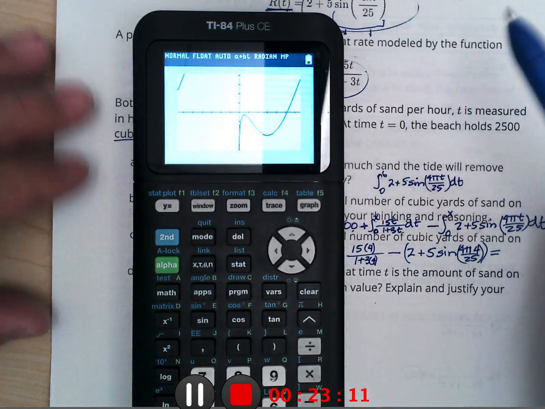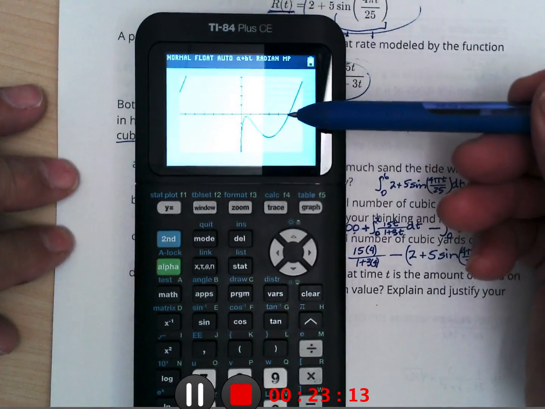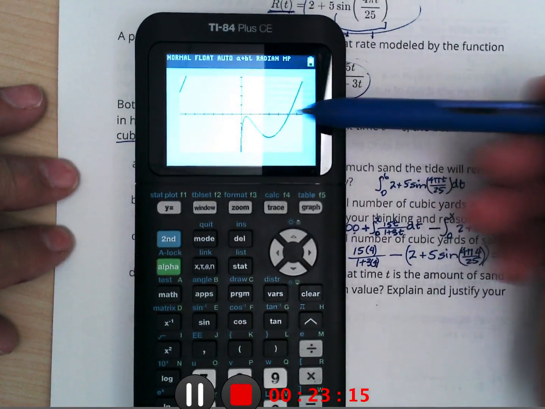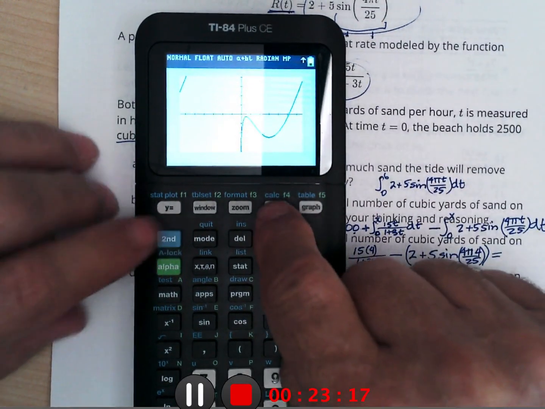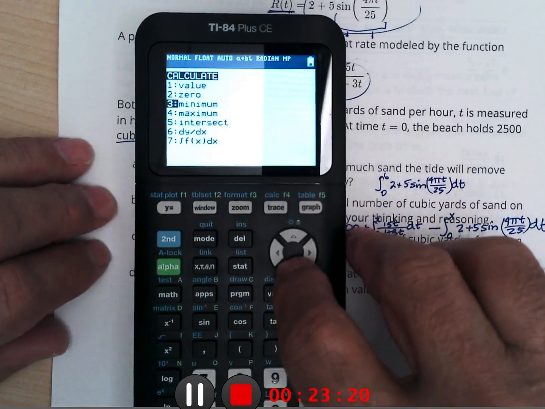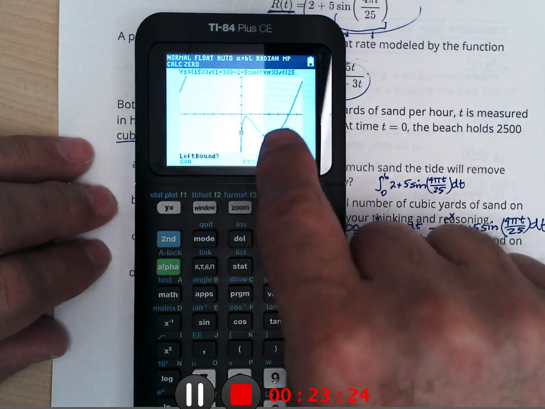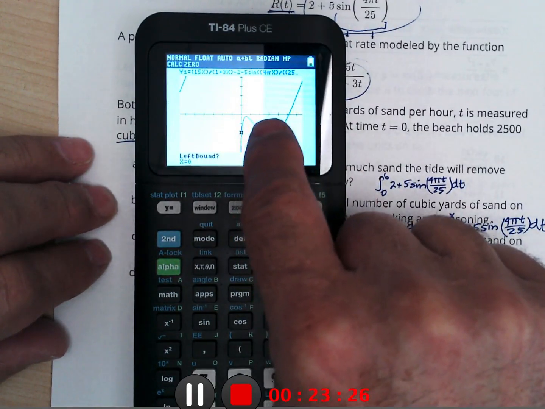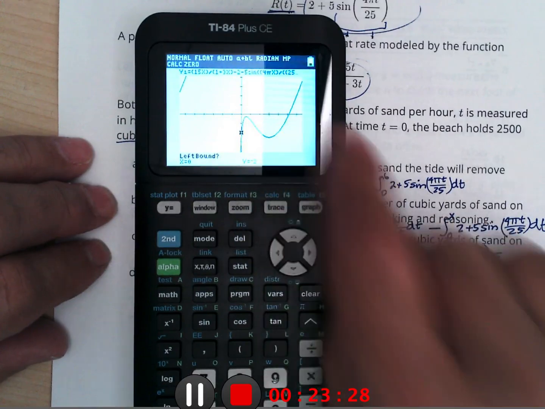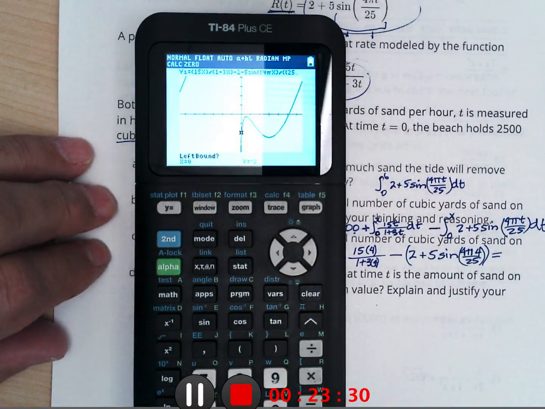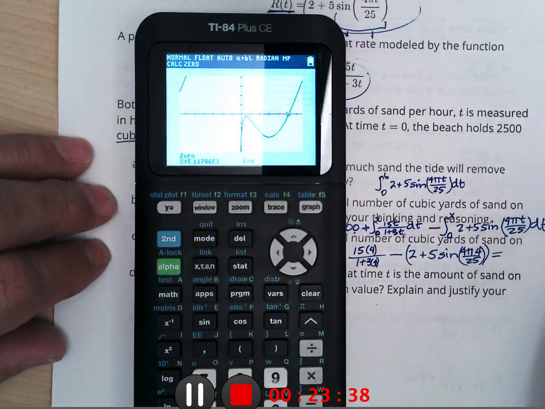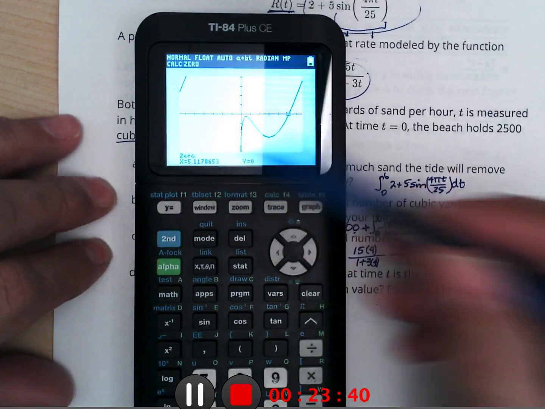So there's a 0 just a little bit past there. Let's find that 0. I can calculate the 0 between, let's see, 1, 2, 3, 4, 5, and 6. Between 4 and 6. 4, enter, 6, enter, and it says guess about 5, and it says 5.11 hours.